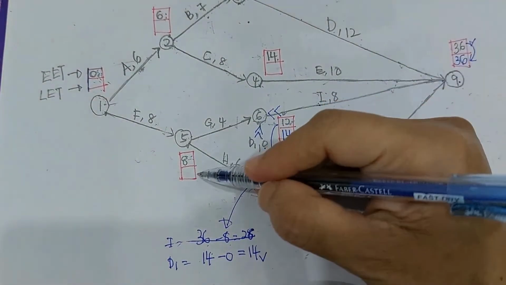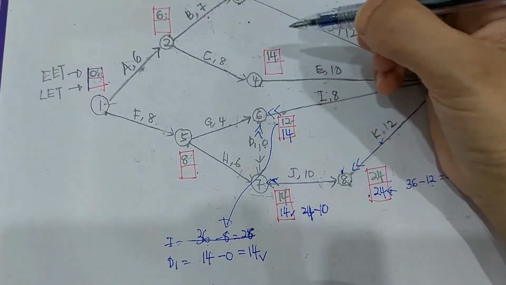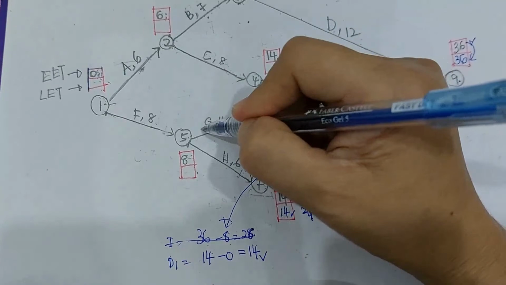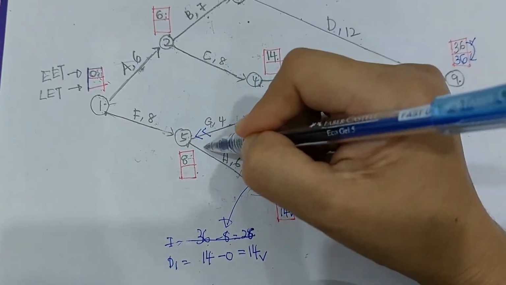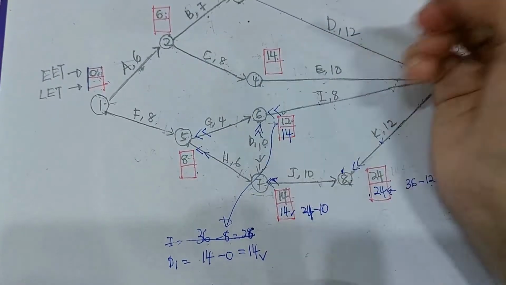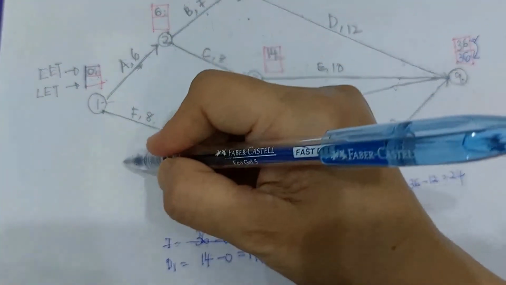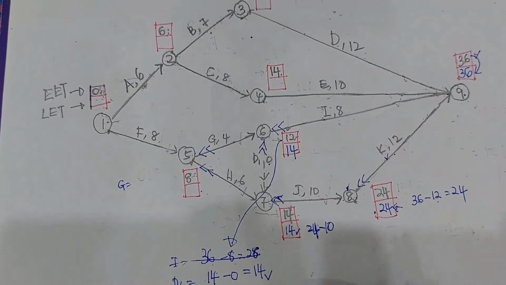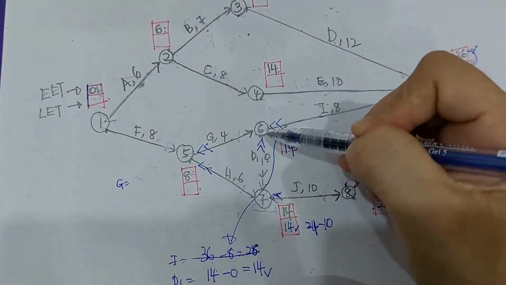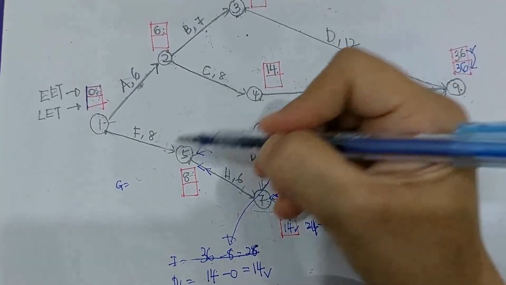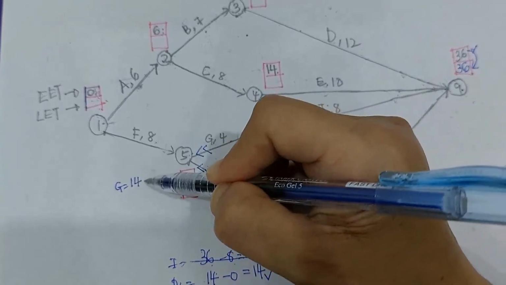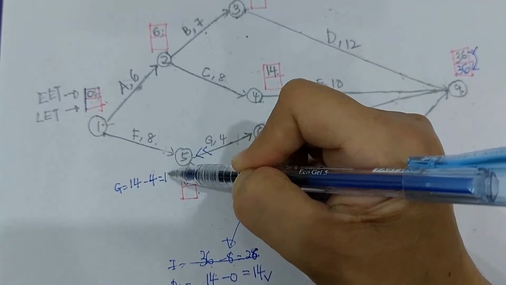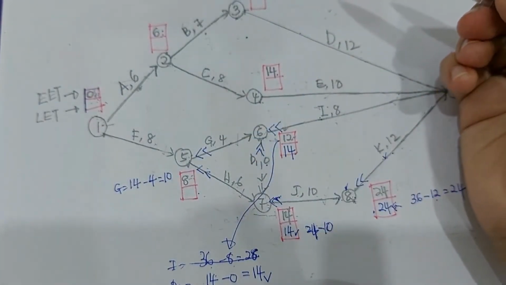Now we go to event number 5. How many lines are pointing at event number 5 backward? We have activity G and we also have activity H going backward. So consider G first. G, the previous EET, G comes from event number 6. The previous EET, it was 14. Minus duration for G is 4. It is 10. The answer is 10.